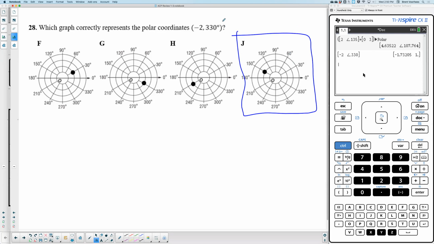So that's the way you could do this. If you forgot, how does that work? Well, what this means is go 2 circles away from 330. So here's 330. Instead of going 2 circles towards it, you actually go 2 circles away from it. And that's why the answer choice is J.